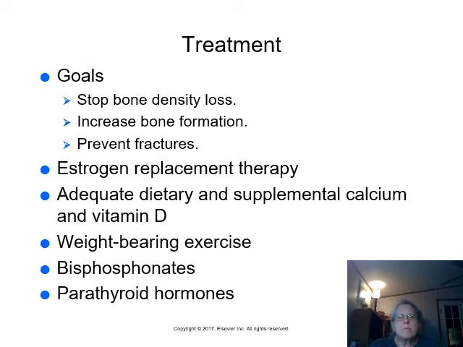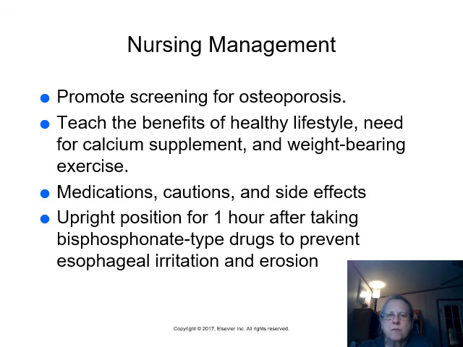Your biphosphonates, parathyroid hormones. Once again, these biphosphonates could be taken, I believe, once a month. Their parathyroid hormones, once again, if they've had a thyroidectomy, they might have had their parathyroid removed by accident, so they may be needing replacement for that as well.